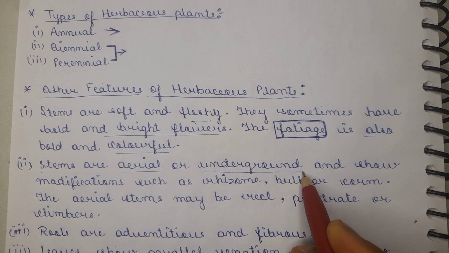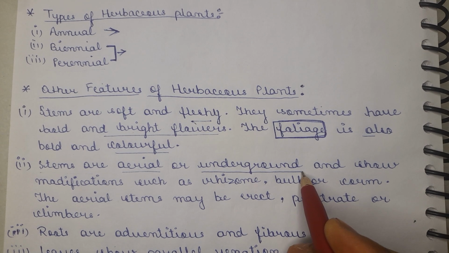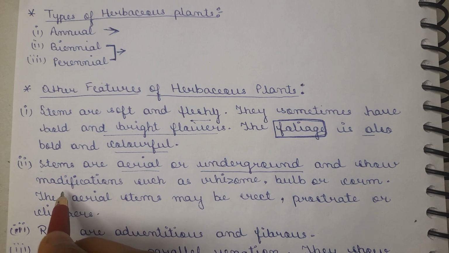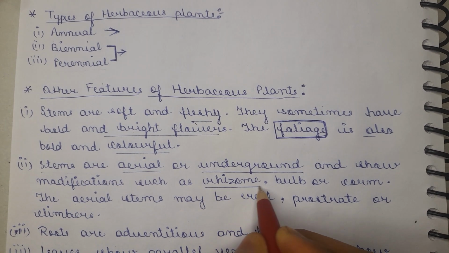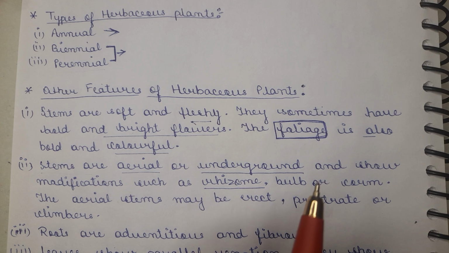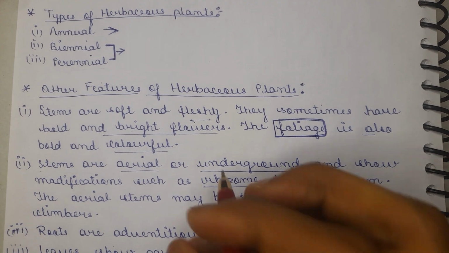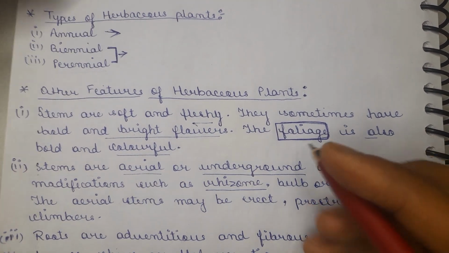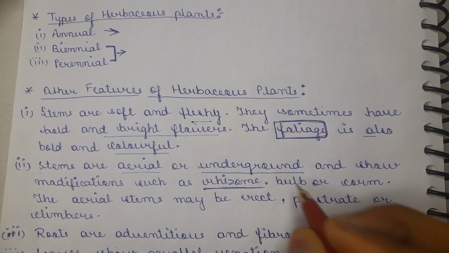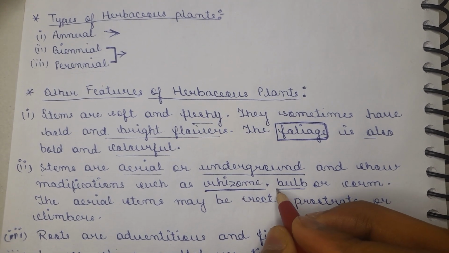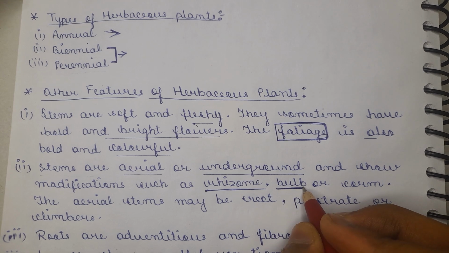Now if you take an example of these types of stems, if you see the ginger, basically the ginger consists of a bulb, or we can say a bud on the top of the ginger. These are basically the rhizomes. Sometimes these are basically modified into bulbs.